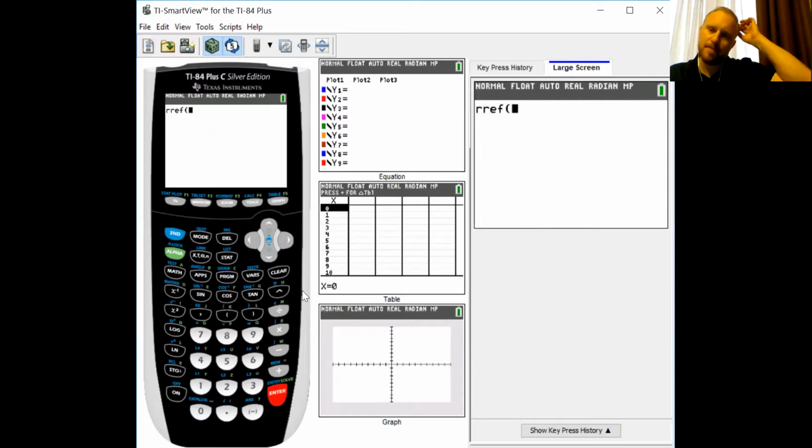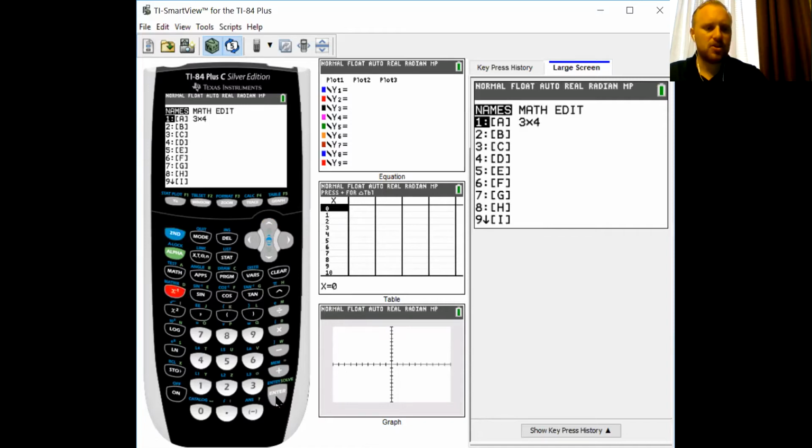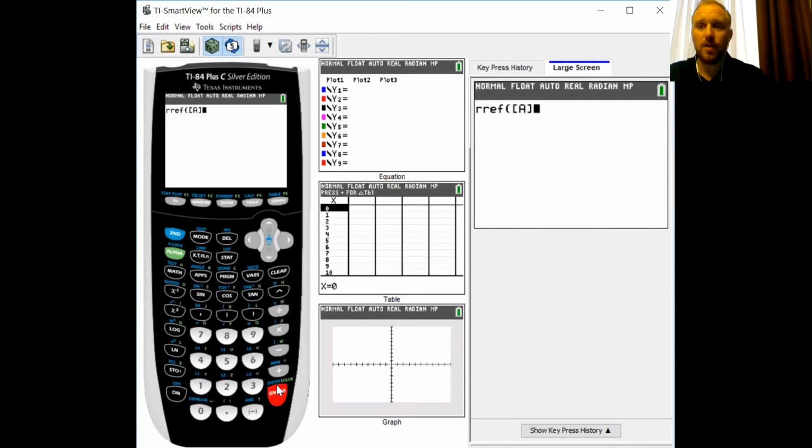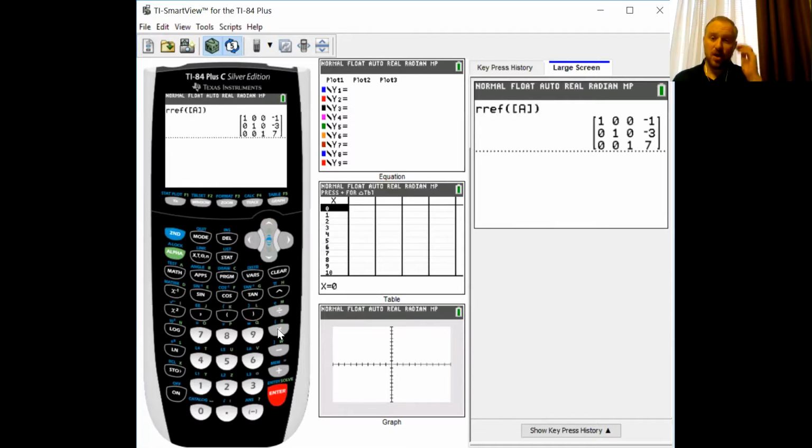And then I need to put in the matrix, so I have to go back to it. I'm going to hit second matrix, and I'm going to press enter on the first one, highlighting the one where we entered in our values. Close the parentheses and press enter. And you'll notice that it gives us this matrix here. Now the first column here represents our X, the next column is our Y, and the third column is our Z. So X would be -1, Y would be -3, and Z would be 7.